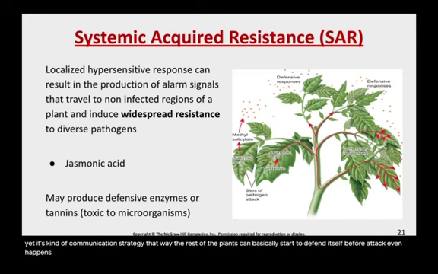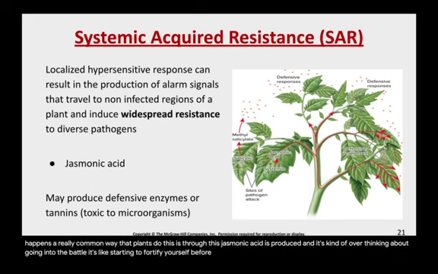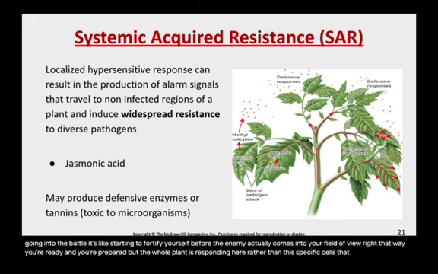A really common way that plants do this is through jasmonic acid. This jasmonic acid is produced, and if we're thinking about going into battle, it's like starting to fortify yourself before the enemy actually comes into your field of view, right? That way you're ready and you're prepared. But the whole plant is responding here, rather than the specific cells that are being attacked.